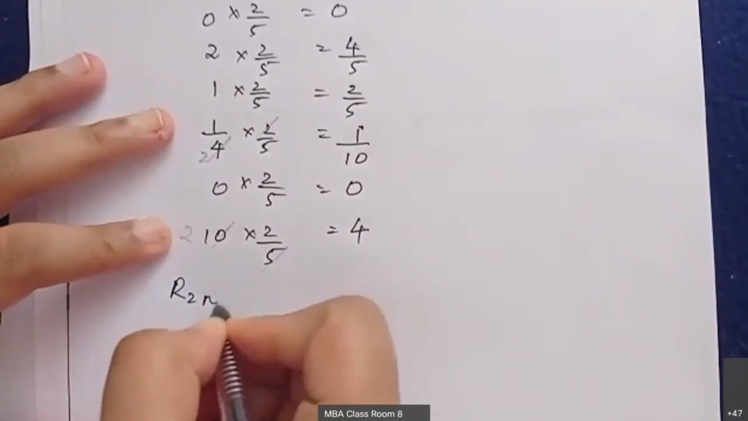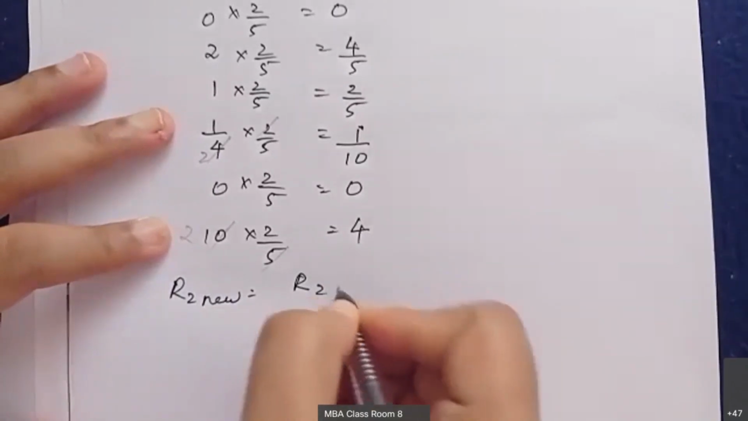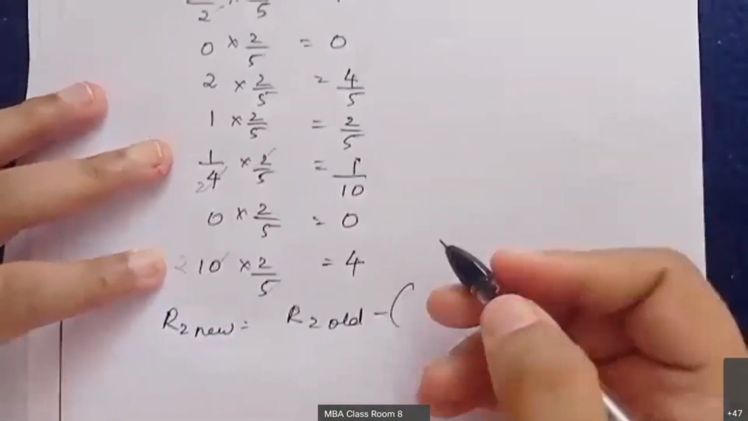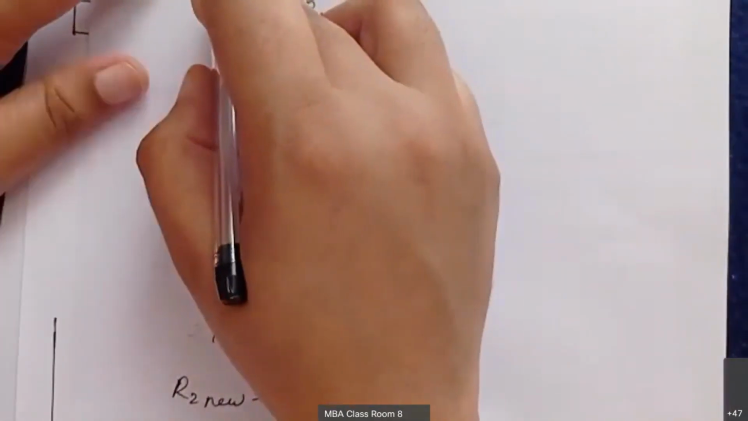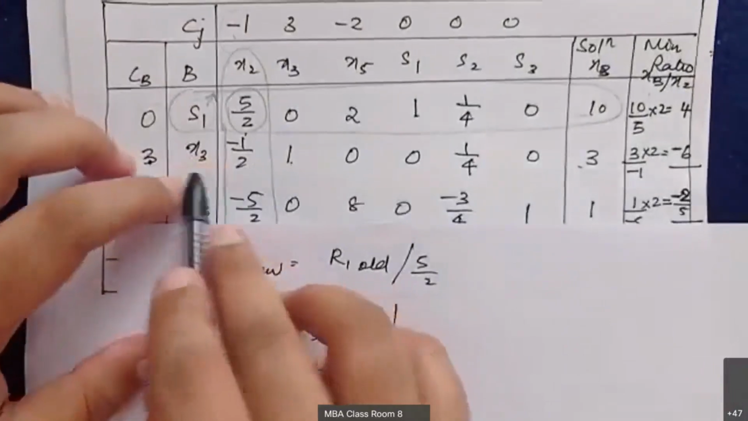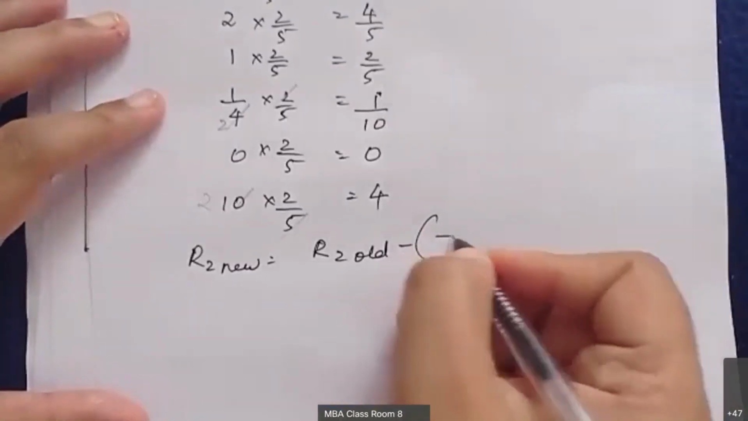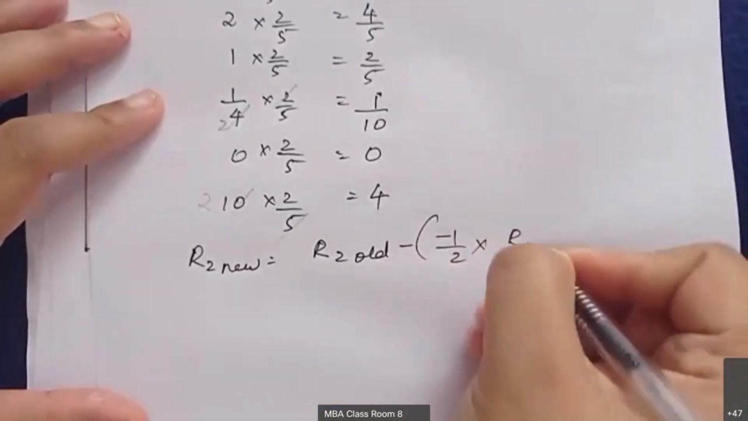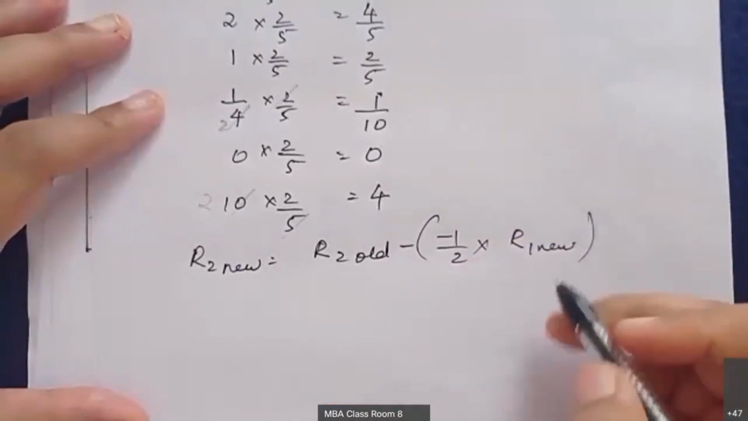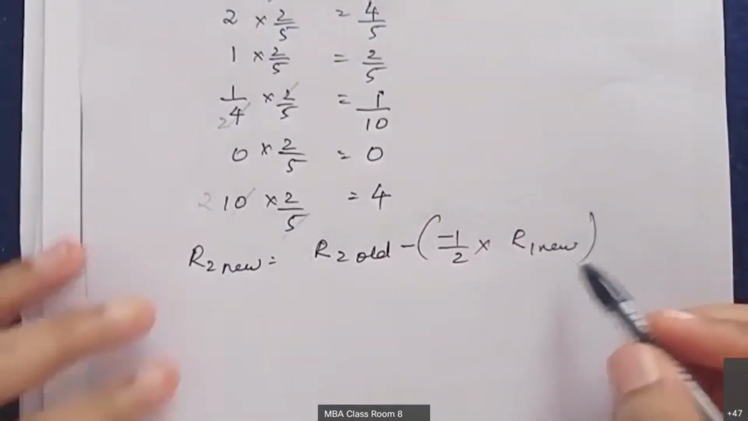Okay. Next one, I have R2 new is equal to R2 old minus the number above or below the key element. When we are considering the second row, the number below the key element is minus 1 by 2. So I'm writing here minus 1 by 2 into R1 new. R1 new is the key row. So I'm writing R1 new.